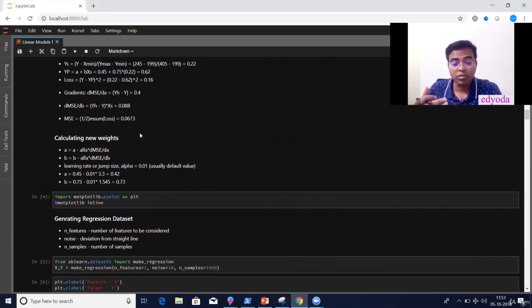So this is a minimization problem. You continue doing this exercise until your loss stops improving on changing the values of A and B. That's the whole point here. So this is how your gradient descent works.